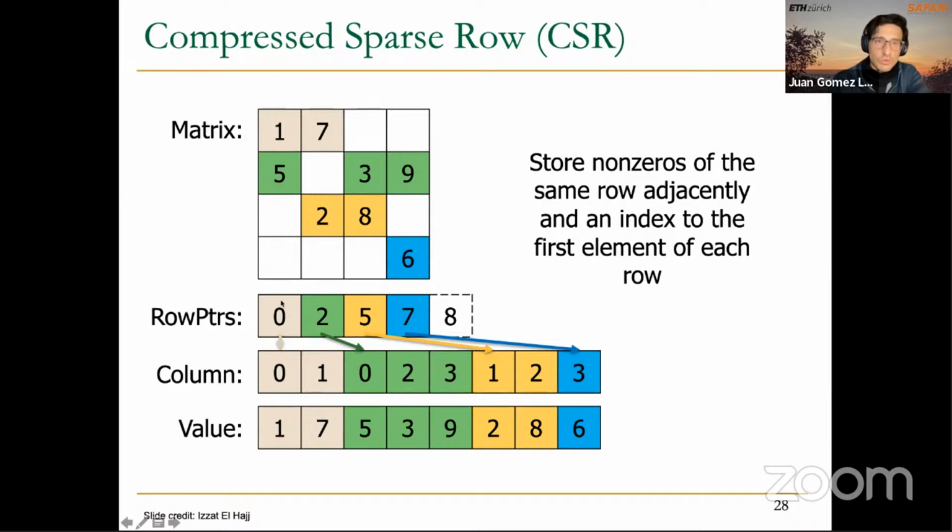So this row pointer here, value 0, indicates that at position 0 of the column index array and the value array, the elements of row 0 start. This 2 here indicates that at position number 2, the elements of row 1 start. This 5 indicates where the next row starts, and so on.